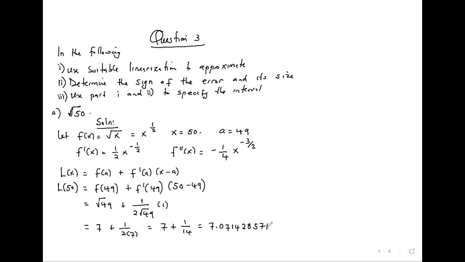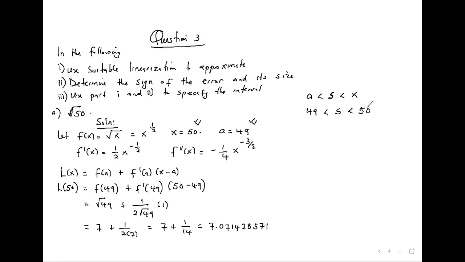Now remember, for the error, you always look for an interval a less than x less than... So a, you pick any dummy variable. Let's say s, so a less than s less than x, where x is known, a is known. So in this case, we are using a is 49 less than some dummy variable, which is less than 50, like that.